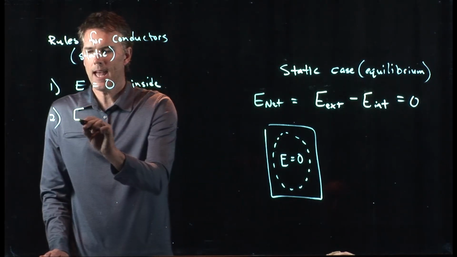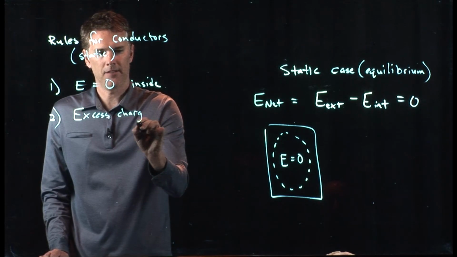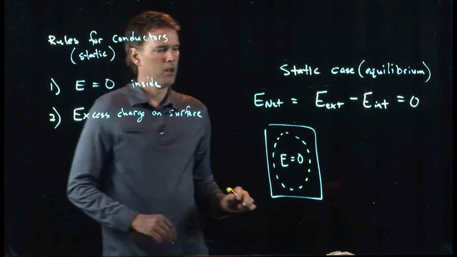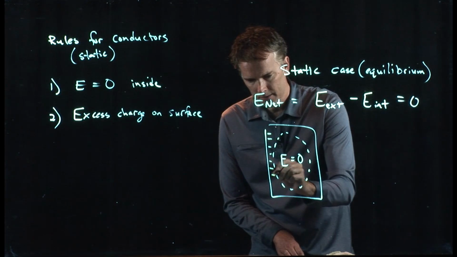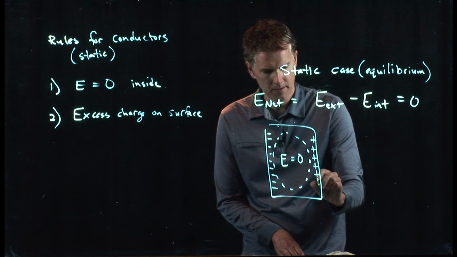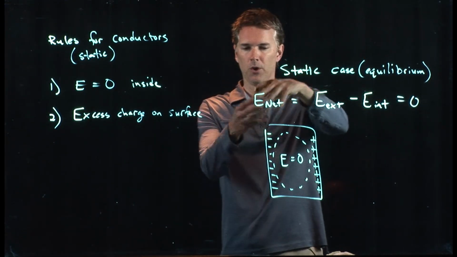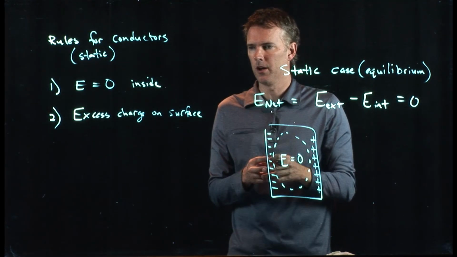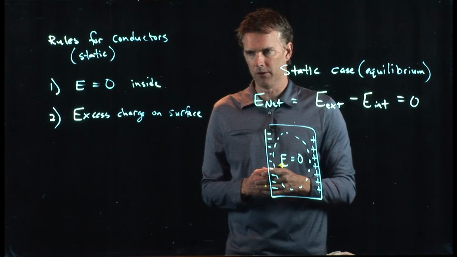The second is any excess charge has to be on the surface. So we saw that all the negative charge went over to this side, and all the positive charge stayed over on this side. If you sprinkled some more charge on there, it would all go to the surface. Okay? Any excess charge that you put on a conductor goes to the surface. It doesn't have to be in an external electric field or not.